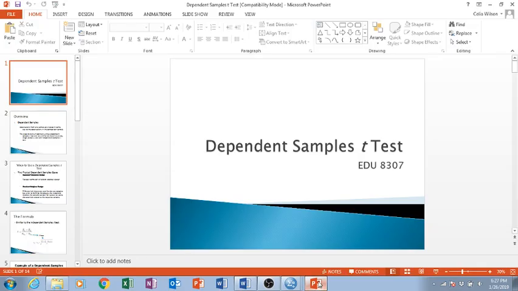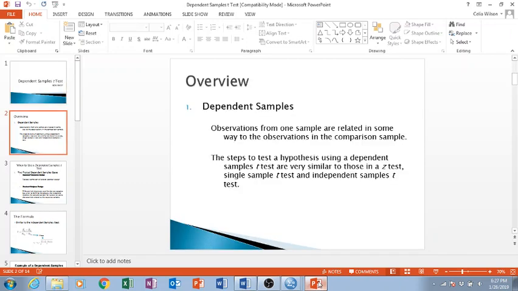Alright, welcome back. We're going to continue talking about different types of t-tests. This lesson focuses on our dependent samples t-test. A dependent samples t-test is when observations from one sample are related in some way to the observations in the comparison sample. Luckily, the steps to running a dependent samples t-test are very similar to the z-test and the single sample t-test. There are just a few changes that we'll look at.